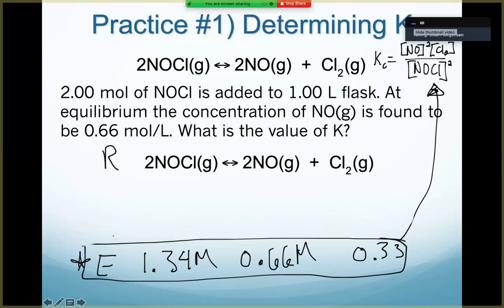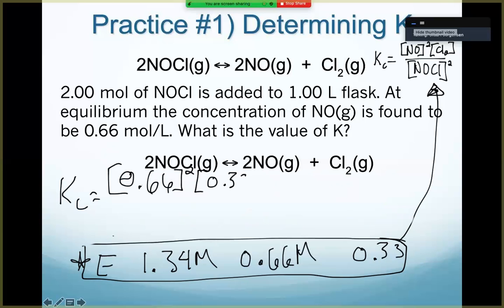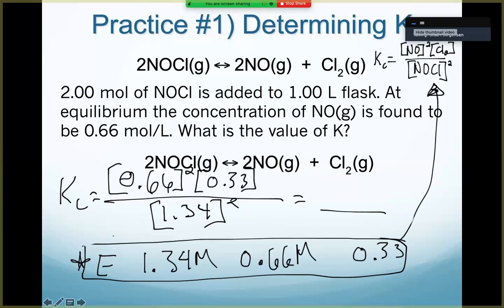That's satisfying. Cool. So let's plug in our numbers real quick. We're trying to solve for the Kc. We know our NO was 0.66 quantity squared. That's going to be times 0.33, all over our NOCl concentration, which was 1.34 quantity squared. We can solve. That's just a math number. You can solve and get an answer.